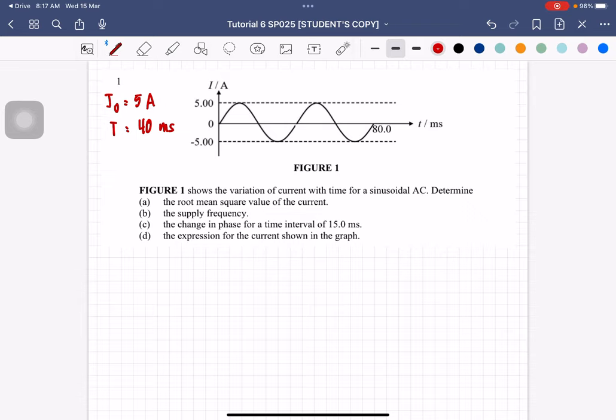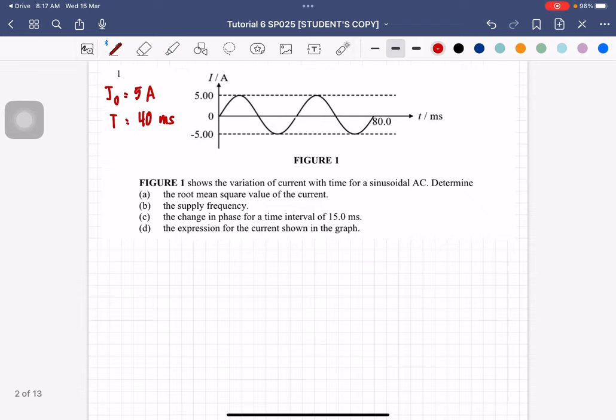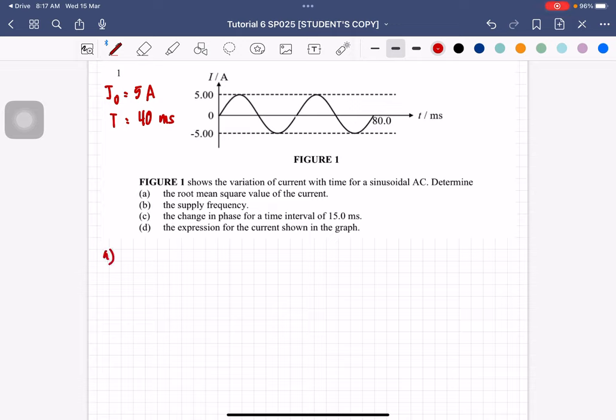Okay, so next we are going to solve for the root mean square value of the current, which is I RMS equal to I naught divided by root 2. So this is 5 divided by root 2, which will give you 3.54 ampere.